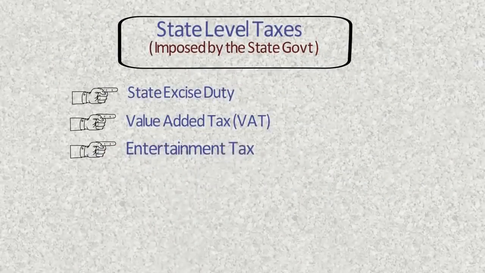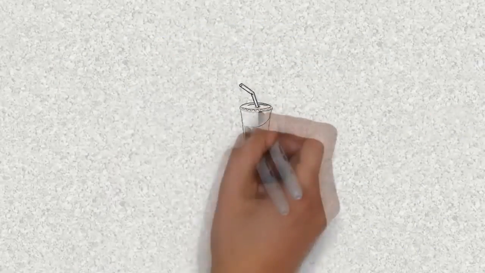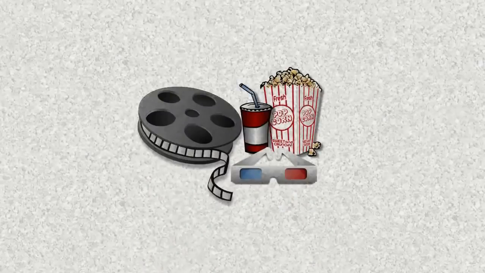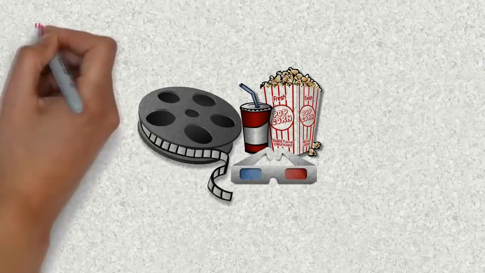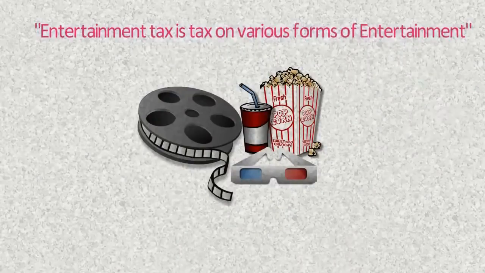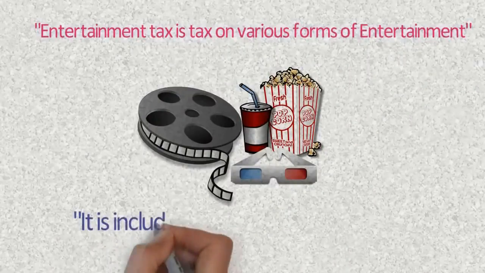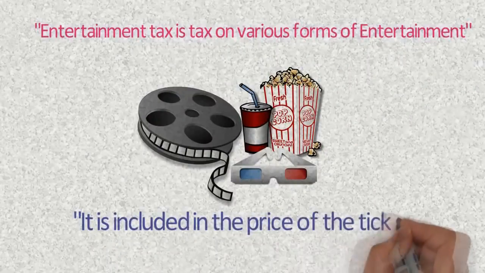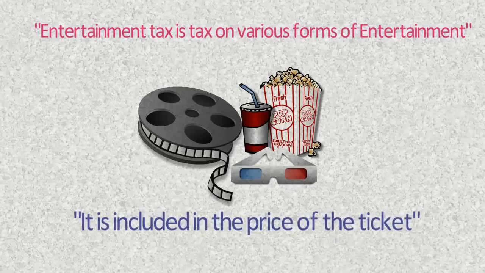Entertainment tax. Most of us like to go to the movies or pubs or discos, but we never realize we pay entertainment tax on such activities. Entertainment tax is levied on various forms of entertainment. Throughout India, entertainment providers will often include this tax in their ticket price. There are many places where entertainment tax is applicable. For example, movie theaters, pubs, disco, lounges, casinos, amusement parks, etc.